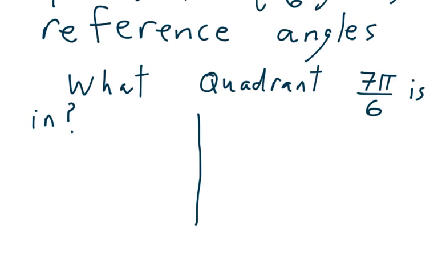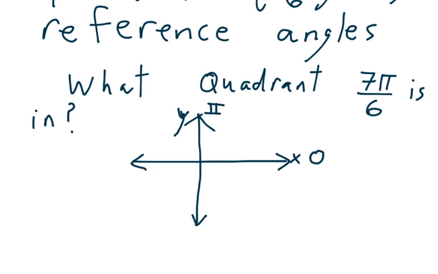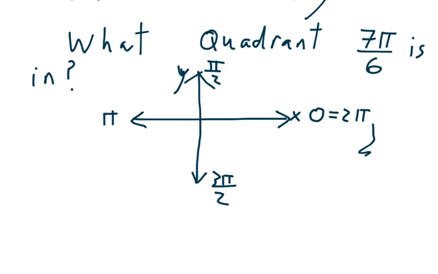Well, again, if you were to draw the Cartesian plane, here we had 0 radians. Here it was 90 degrees, which is the same as pi over 2 radians. On the negative x-axis, that was 180 degrees, which is pi radians. The negative y-axis was 270 degrees, which is 3 pi over 2. And 0 is the same as 2 pi radians. So we have to figure out what quadrant 7 pi over 6 is in.